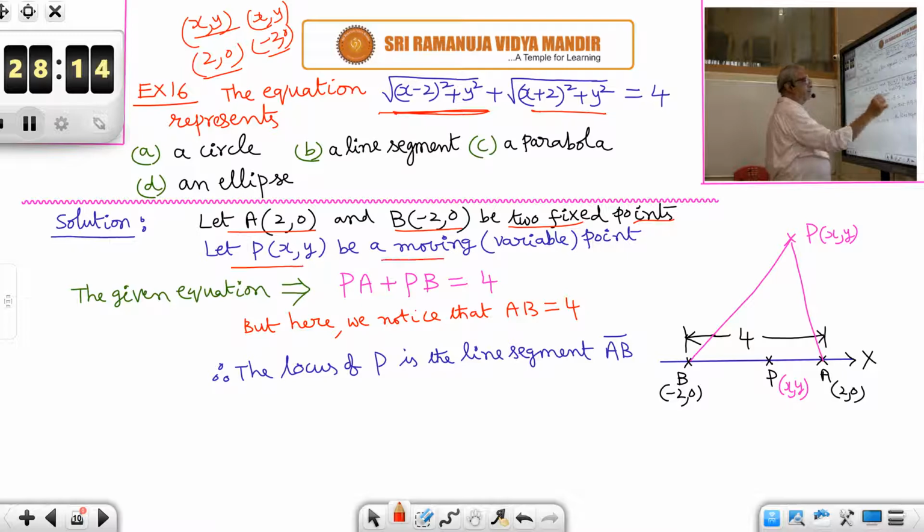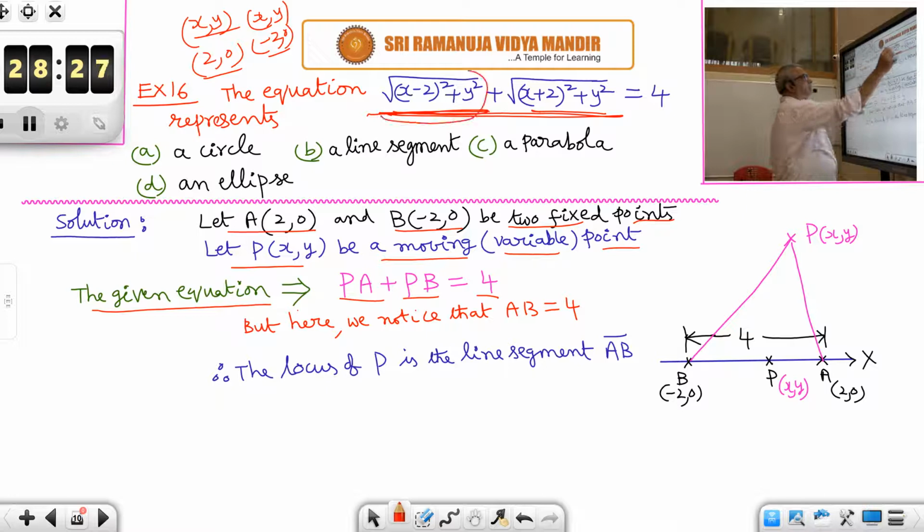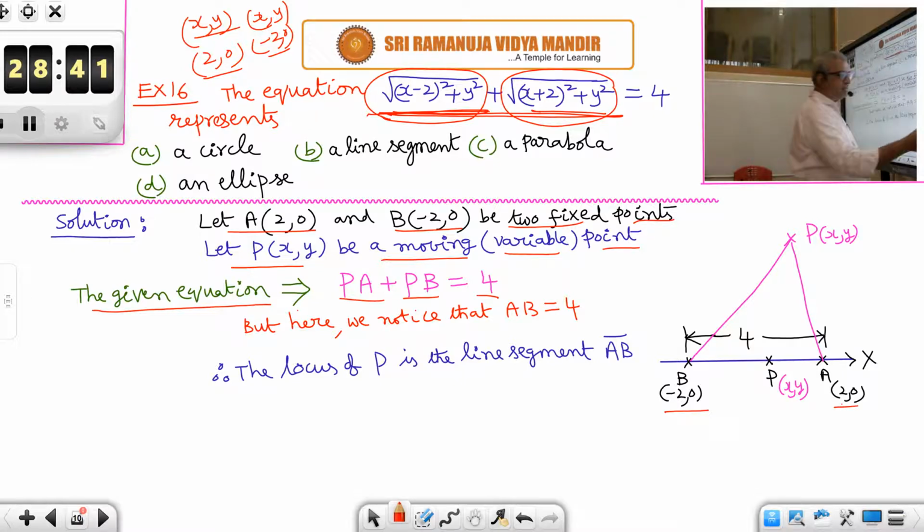Let P (x, y) be the variable point whose locus we have to find. So the given equation implies that PA plus PB is 4, because the first one is PA, the second one is PB, by the distance formula. So PA plus PB is 4. But see the diagram, A (2, 0), B (minus 2, 0), both are on the x-axis because their y coordinates are 0. I have shown the x-axis. What is the distance between them? Exactly 4 units. I have marked here 4 units.